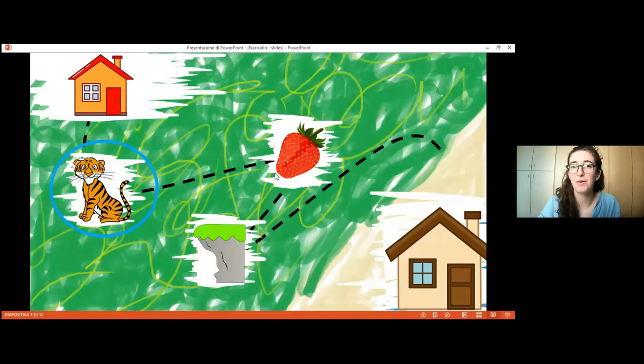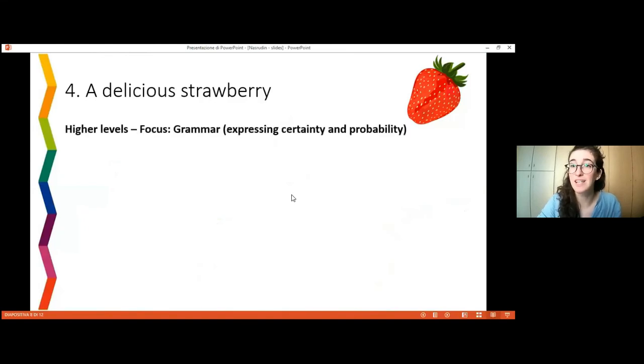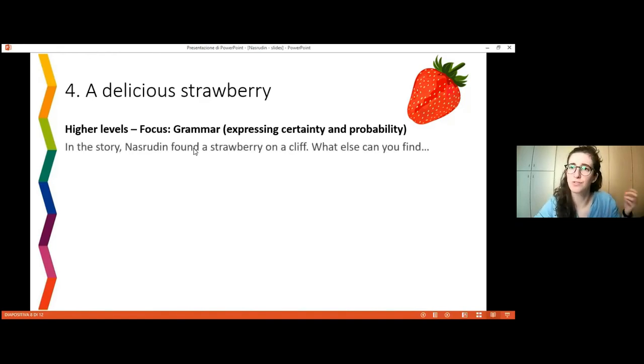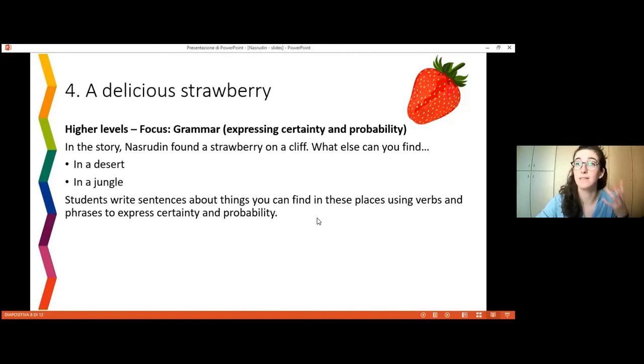So let's go back. We saw the tiger, and now we're going to focus on the strawberry. There was a delicious strawberry on the cliff. Do you remember? The focus I chose with higher levels was on grammar, about expressing certainty and probability. So Nasrudin found a strawberry on the cliff. That's not something that you see every day, right? So my question to my students is, what else can you find in the desert and in the jungle? Students can create sentences using verbs or phrases to express certainty and probability to tell me what they can find in the desert and in the jungle.